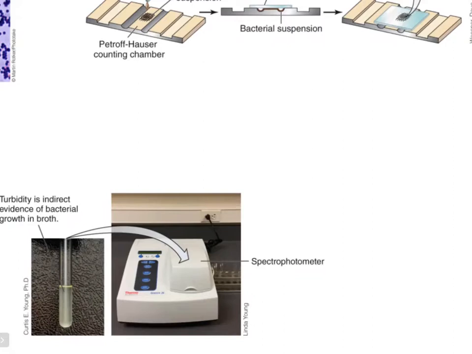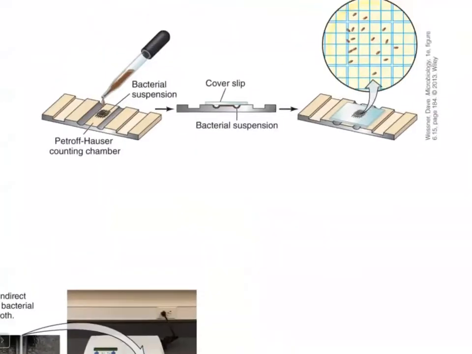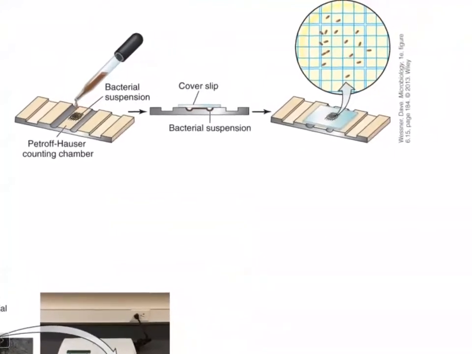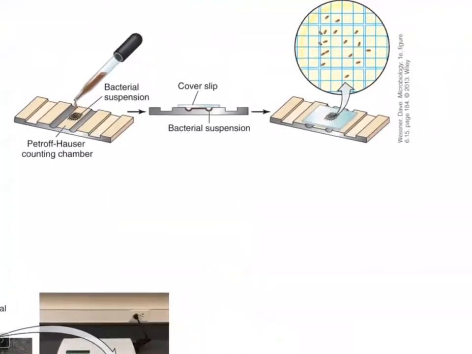So there is that possible source of error for turbidity, for the use of OD or the spectrophotometer, as opposed to this one. But for the Petroff-Hauser counting chamber, you cannot know which organism is actually alive, because of course they're not moving. But you can see the intact cells. Dead or alive, they are the intact cells.